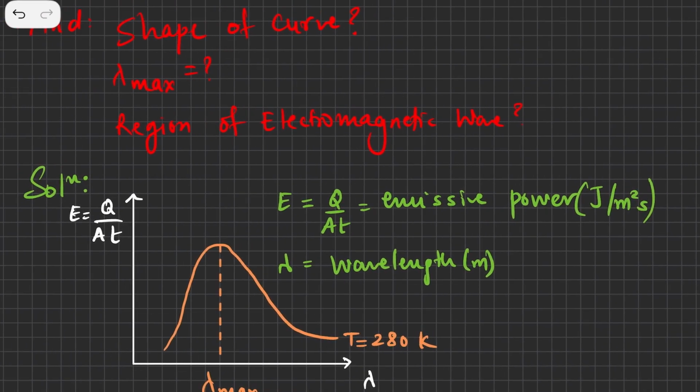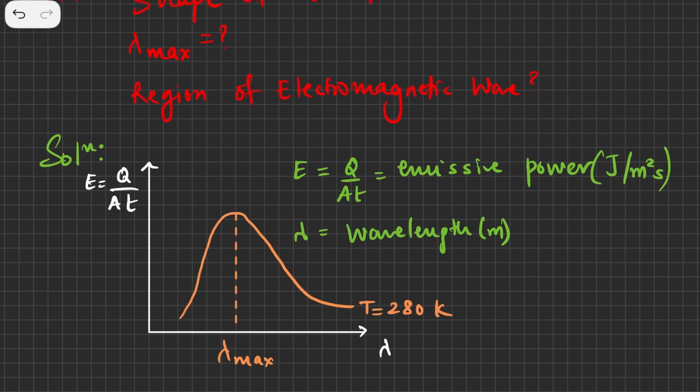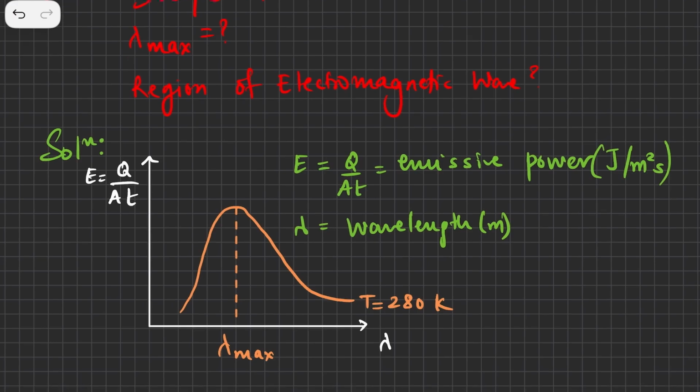Now, in case you have gone through my previous videos, wherein I have discussed spectral distribution and Wien's displacement law, then you would not be surprised with this graph. On the y-axis it is emissive power, that is the amount of heat energy emitted per unit area per unit time, and on the x-axis we have wavelength, that is lambda. Any hot body is going to emit a range of wavelengths. It doesn't have a single wavelength. It's a distribution of wavelengths.